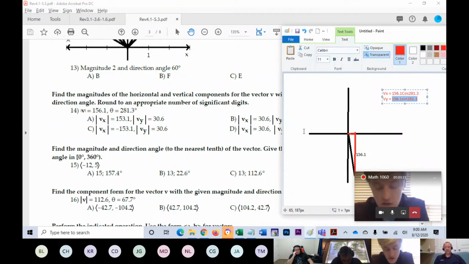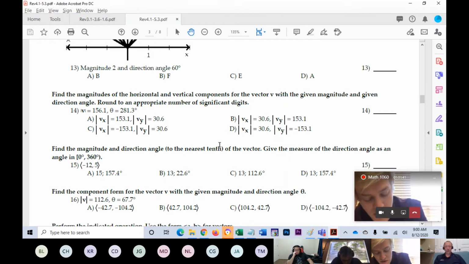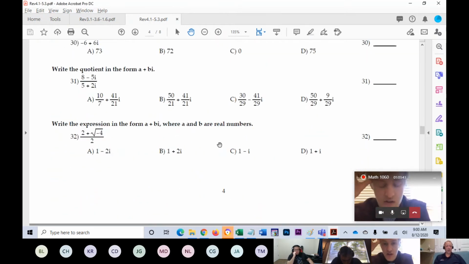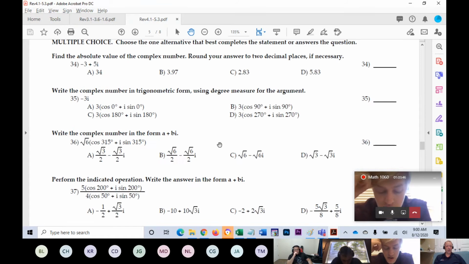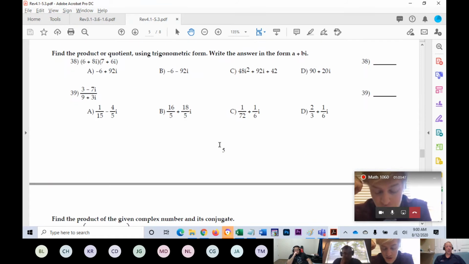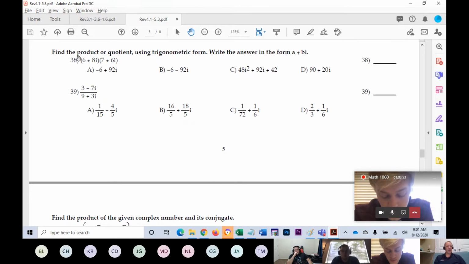Okay, what else you got? Can we go over number 38 on review 3? I just always get confused with this one. So it talks about finding the product or quotient using the trigonometric form. Okay. So how do we do this one?